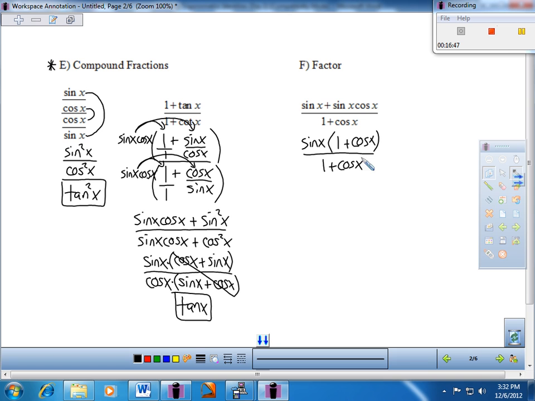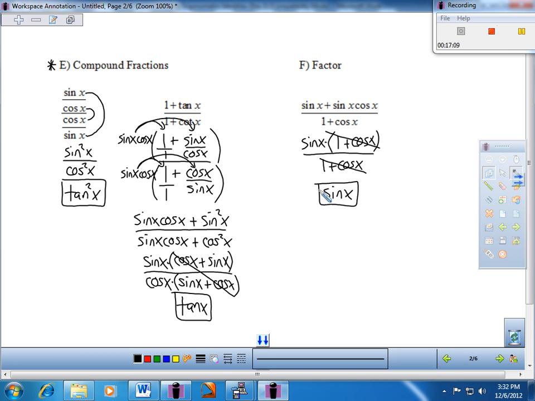And the question, of course, becomes, is 1 plus cosine of x a common factor? And the answer is yes, because this term that we want to cancel out is only connected with multiplication. And if it is, it's a factor. It can cancel out with that. And as a result, that's what you're left with. So this big expression, all in terms of sine and cosine, is the exact same expression as sine of x.